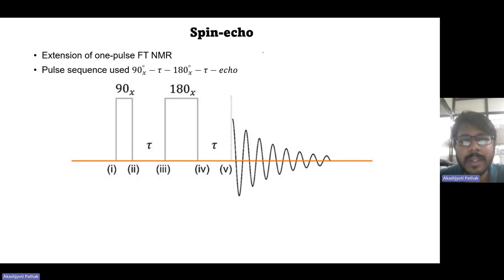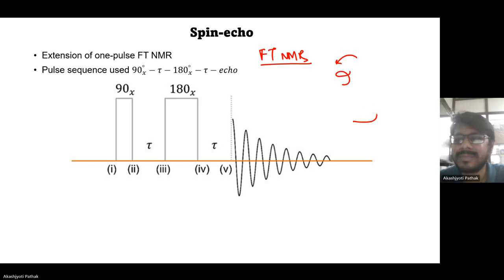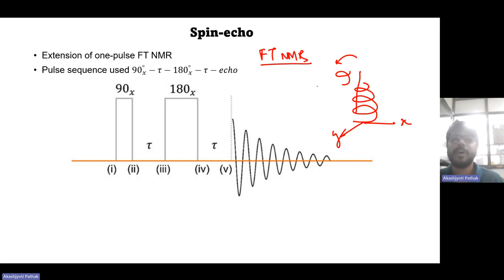Now, next we will discuss the concept of spin echo. Spin echo is another method which is used in FT-NMR. In FT-NMR, what we were seeing is that we are applying an RF pulse, and after the RF pulse is removed, the magnetization starts to dephase out from the transverse plane and moves to the z-axis. So these are different modifications of one pulse FT-NMR.